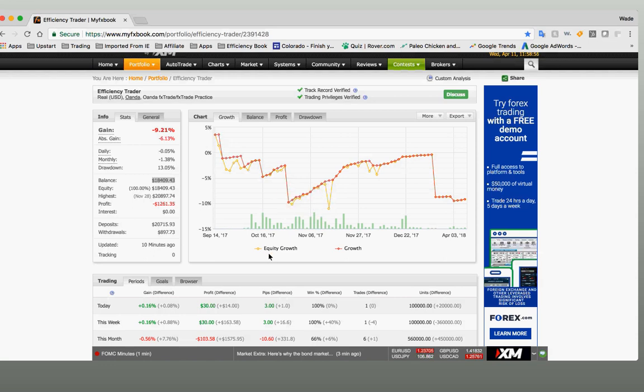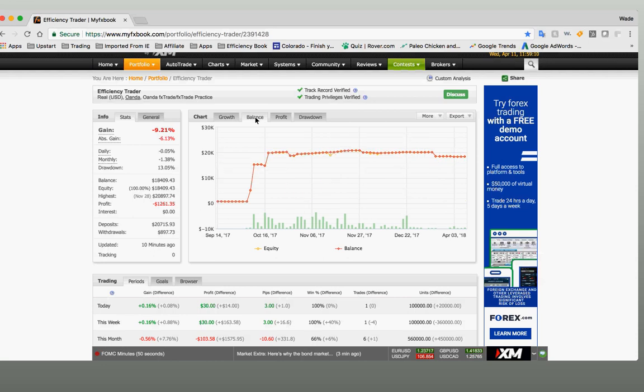Just the way to read the chart, it's very simple once you realize what the terms are. So equity growth, that's going to be the yellow line. Growth, that's going to be the red line. We'll talk more about what those are in a different video at a different time. So I'm going to click on the next one. It's going to be balance. So this is going to be the balance of the account.